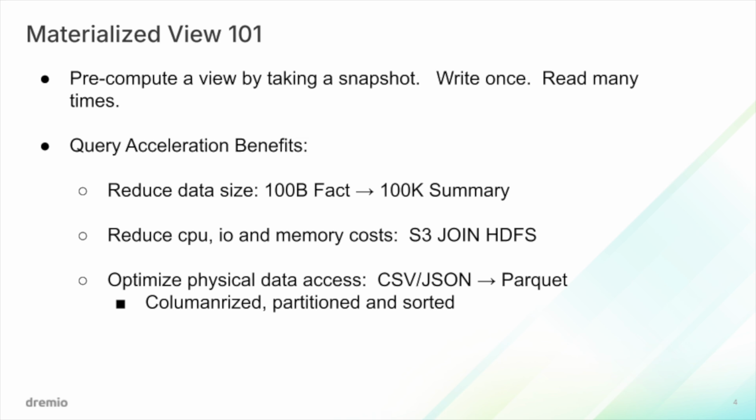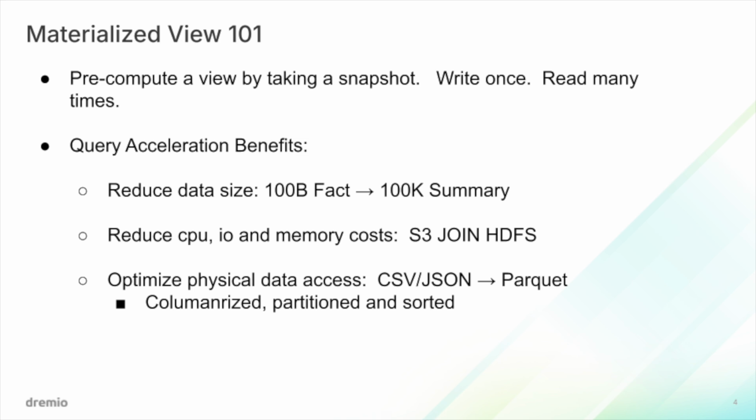Now, what are the specific acceleration benefits? The most obvious one is that you reduce the data size for the consumer. If you've got an engine that's querying this MV, instead of having to hit a 100 billion fact record table, it's already pre-aggregated to a 100K summary table. So obviously that's going to be much faster.